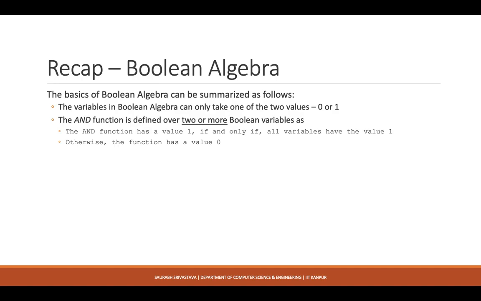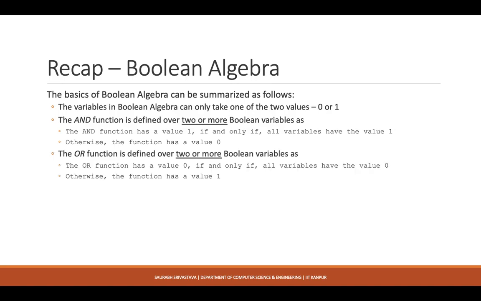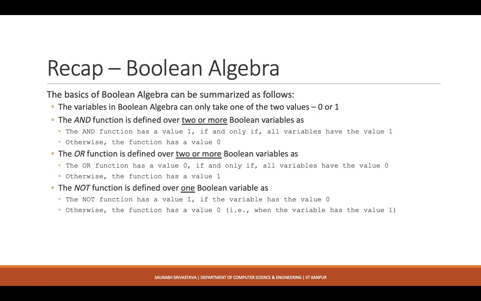The AND function, which basically means if two or more Boolean variables are there, AND function produces a 1 if and only if all the values are 1. Similarly, the OR function, where we knew that an OR function will produce a 0 if and only if all the values are 0, otherwise it produces a 1. And the NOT function just outputs the opposite of the variable's value. So if the variable's value is 1, it produces 0, and vice versa.